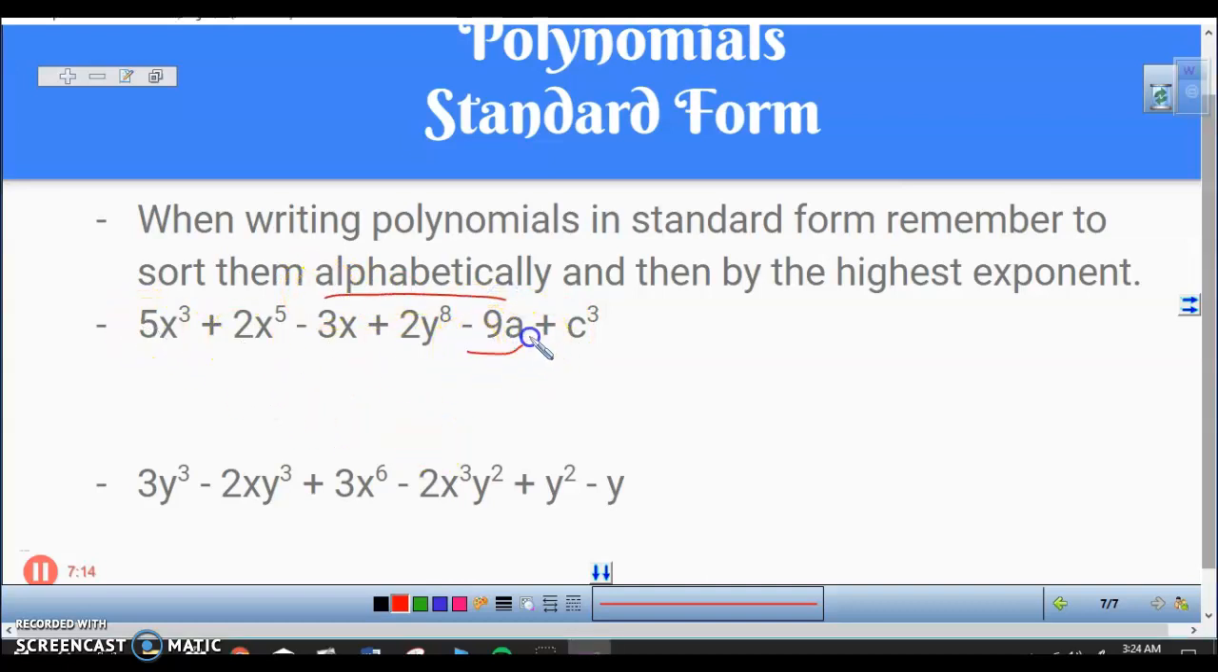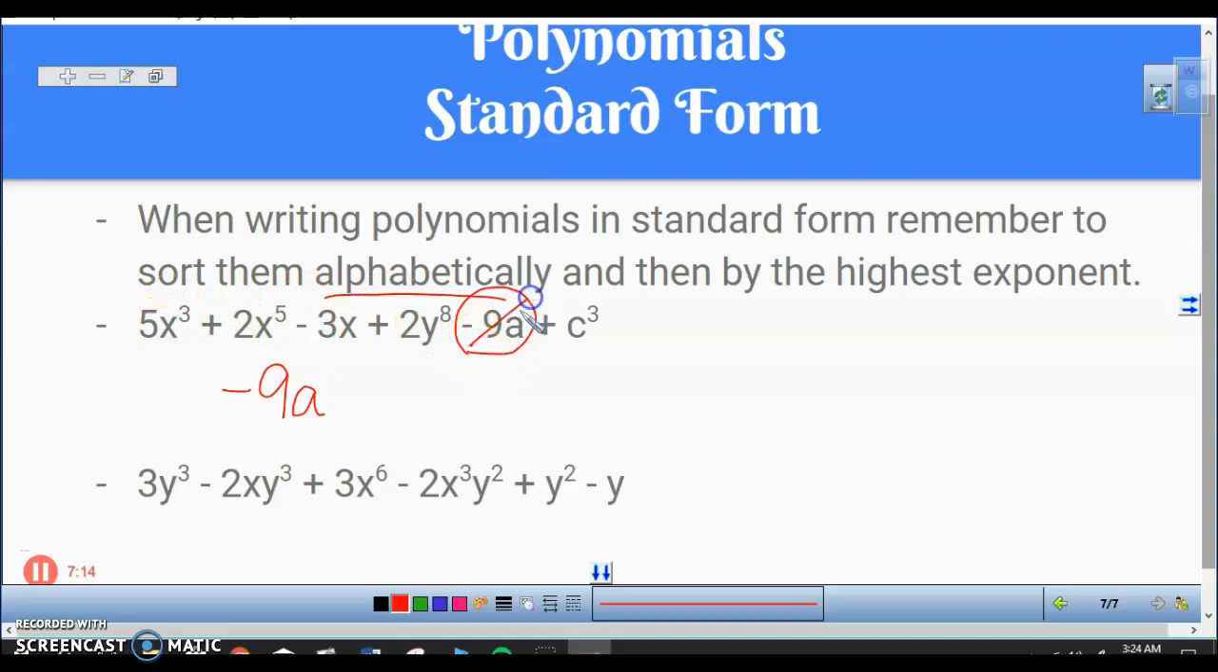So I have negative 9a. Even though there aren't any other a's, that is considered my highest exponent. Even though there are some variables with a higher exponent, you still work alphabetically. So written in standard form, the first term here would be negative 9a.